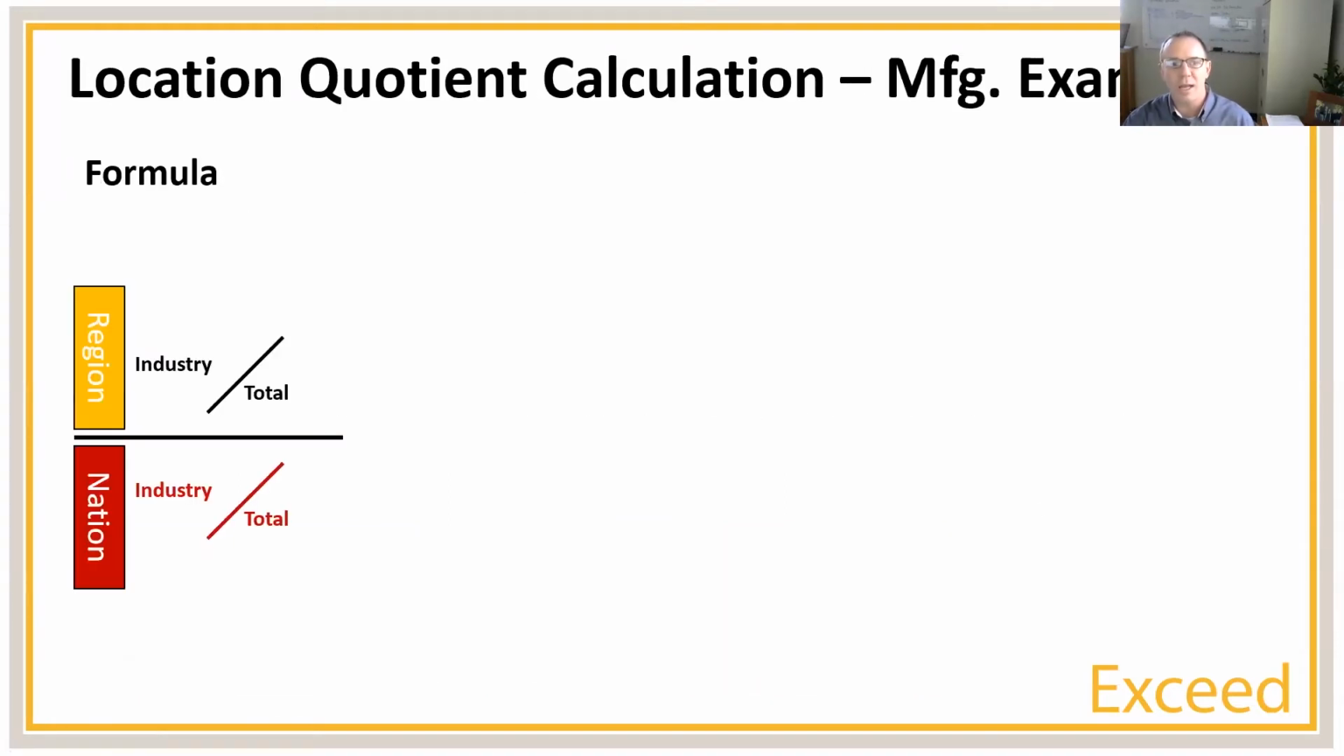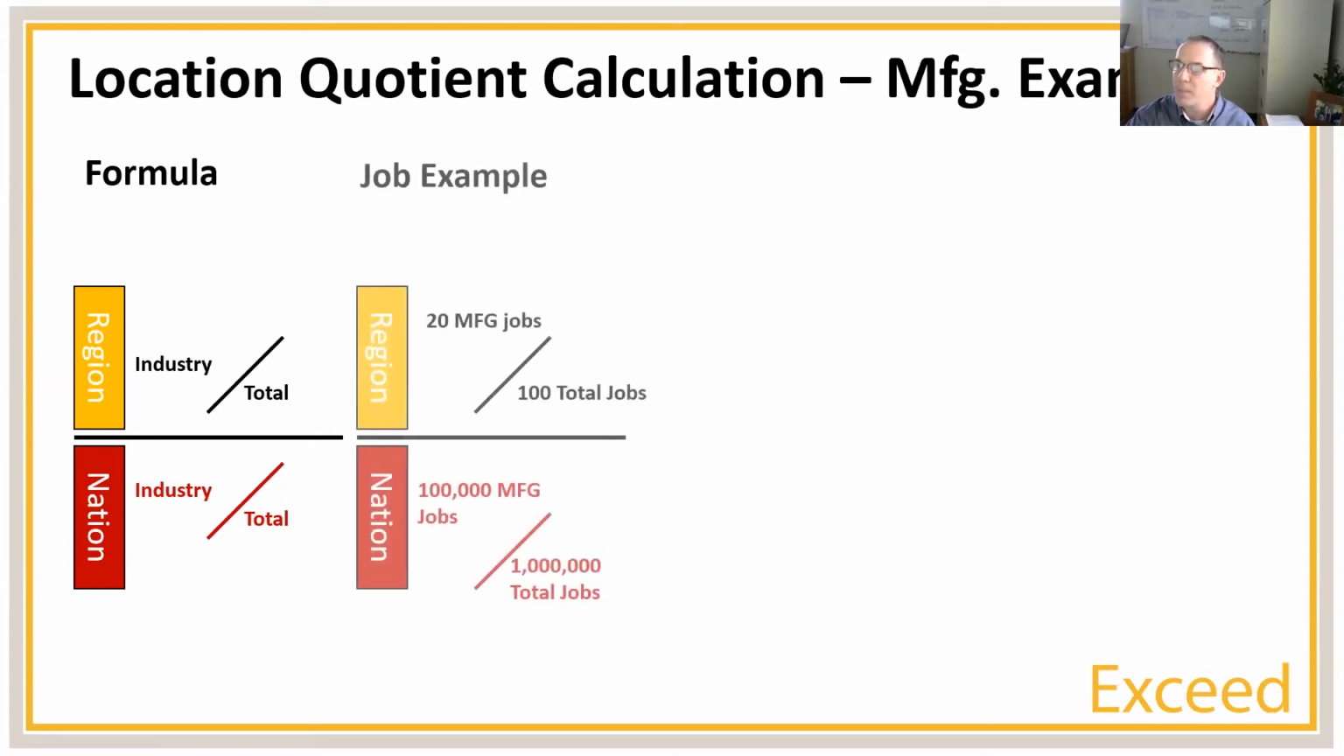The location quotient calculation is really a very simple calculation. It's a calculation of the region's concentration versus the US. This is a manufacturing example. You have industry employment over total employment in the region, over national industry employment over national total employment. So, for example, in this region, let's say we had 20 manufacturing jobs out of 100 jobs. In the nation, let's assume we had 100,000 manufacturing jobs out of a total of 1 million jobs. These are obviously just made-up numbers, but it shows the actual math here.